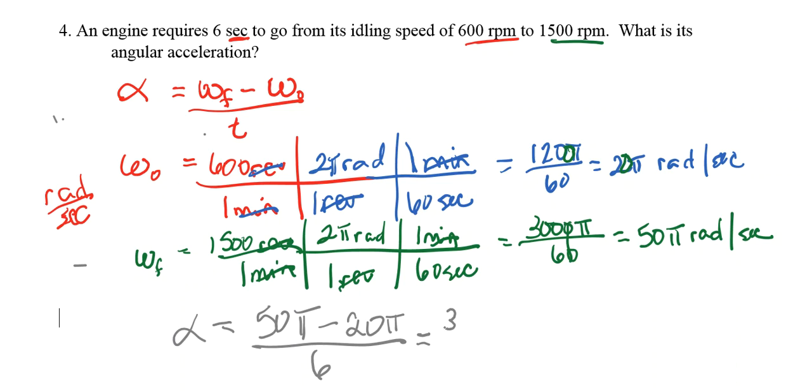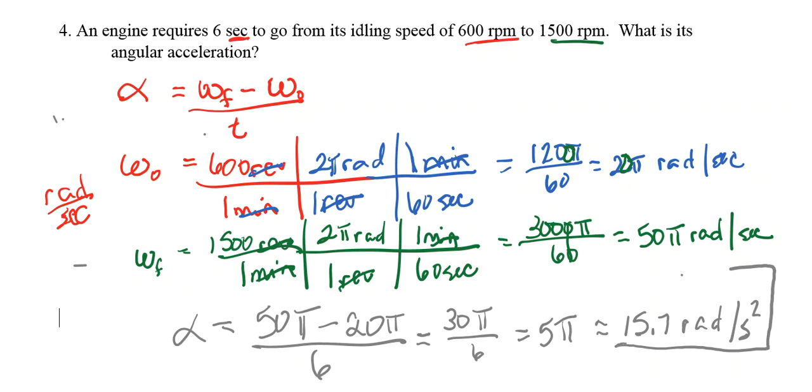50 minus 20 is 30, so I have 30 pi over 6. 30 over 6 is 5, so it's 5 pi. Just to make this be a number that actually makes more sense to us, 5 times pi is approximately 15.7 radians per second squared. And it's seconds squared because the top numbers are in seconds, the bottom numbers in seconds, so I actually have seconds squared. So it's going 15.7 radians per second squared. And that is my angular acceleration.